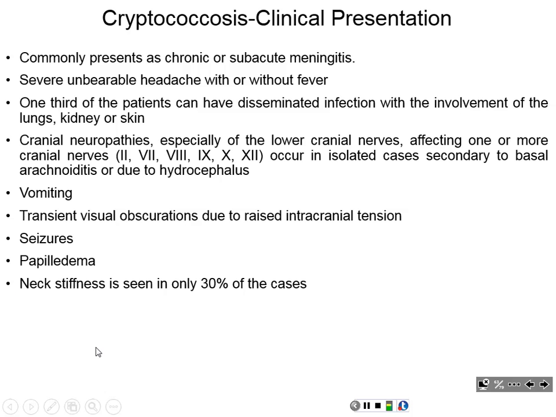With a severe headache, maybe cranial neuropathies from increased ICP, maybe transient visual obstructions from increased ICP, papilledema. Neck stiffness is only seen in about 30% of these patients, so meningeal irritation is a little less. Up to a third of patients will have disseminated illness elsewhere, particularly in the lungs where the primary affection comes from.